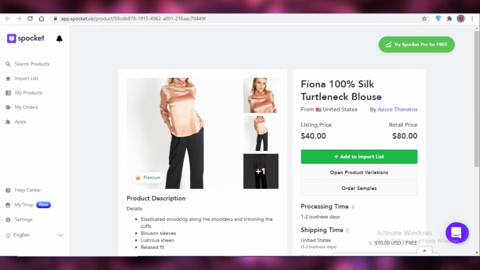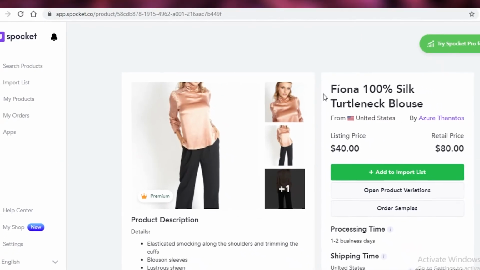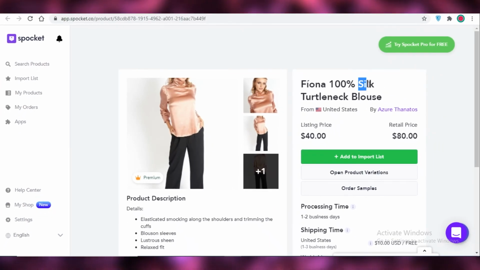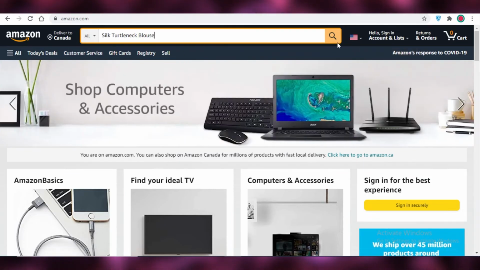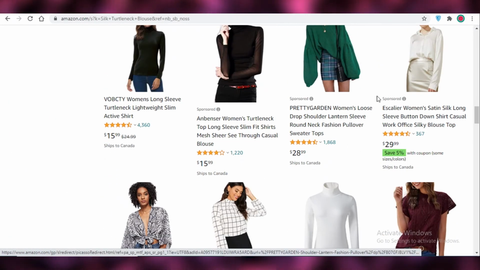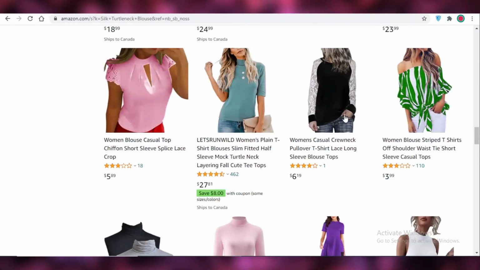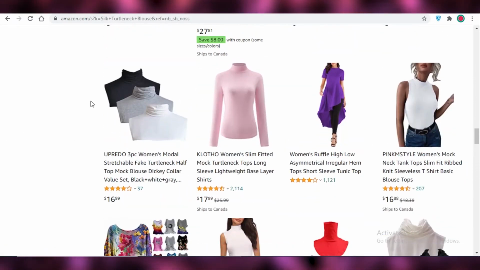So to compare, I'm going to go on Amazon and I'm going to search a similar key term. Let's just say silk turtleneck blouse. I'm just going to copy it from here, search it on Amazon. And you can see these aren't silk blouses. You actually want your search results to be accurate. A lot of times they are not that accurate. Look for anything that is similar to the product you're about to get.